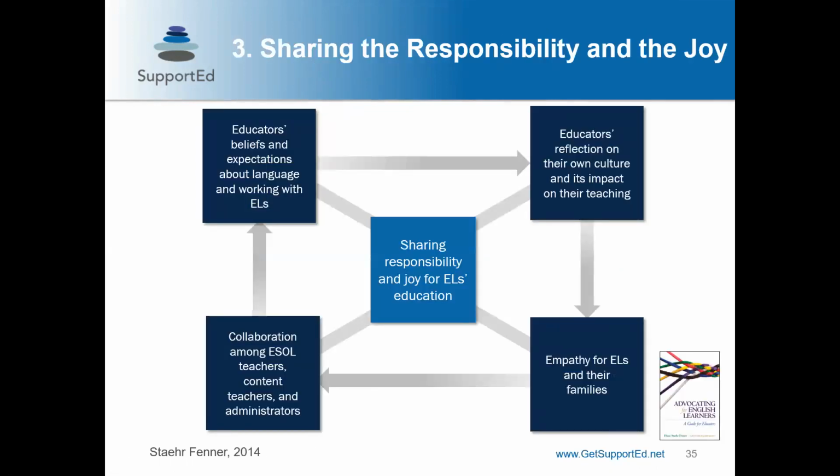And our 3rd area in which more EL advocacy is needed is knowing where and how to start advocating. And so in my book, Advocating for English Learners, I talk about a framework for sharing the responsibility and also the joy for English learners' education. So, you know, we want to make sure that everyone thinks of teaching English learners as their kids. We know that English learners are everyone's kids, but how do you get there?